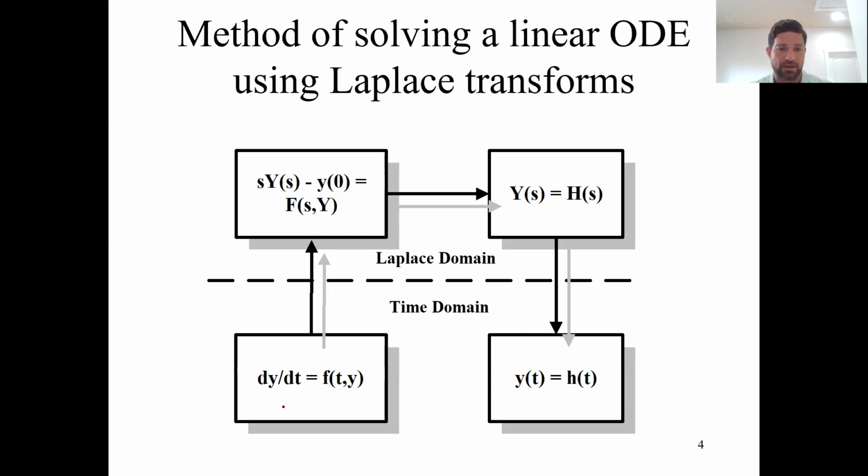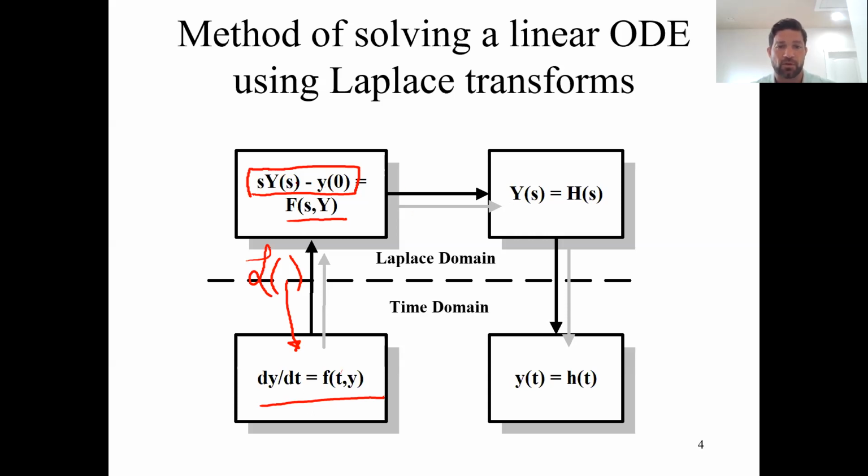We start from our differential equation and apply the Laplace operator to the whole equation. Because it's linear, we just apply it to each term. The first term is the Laplace of dy dt, and the second term is the Laplace of f of t. This is written in a very general form, and I'll show some examples in just a second.